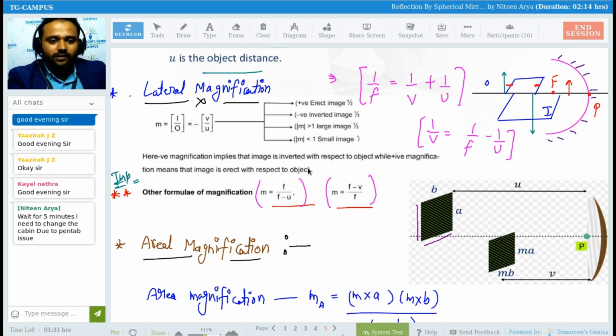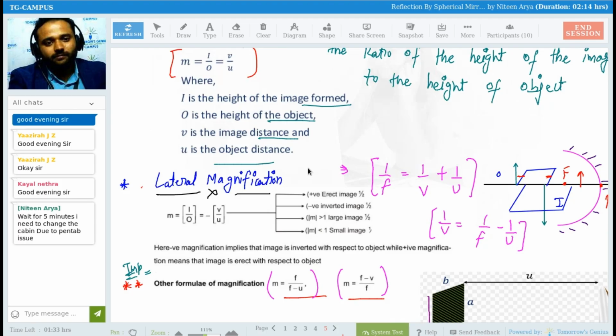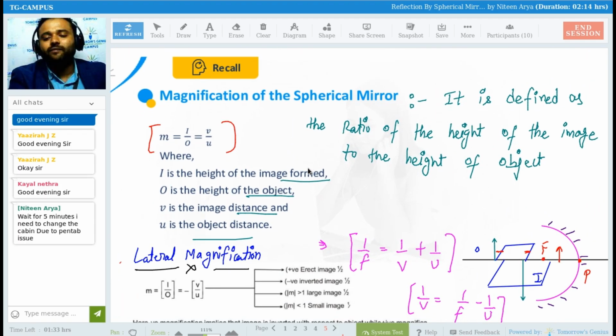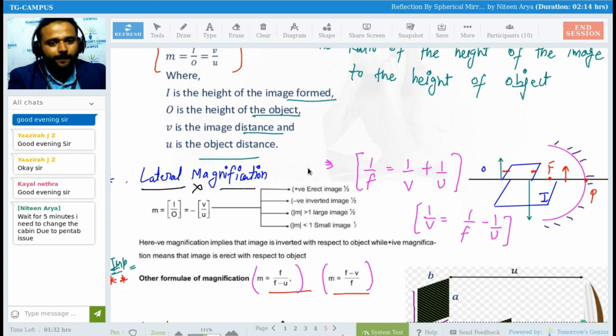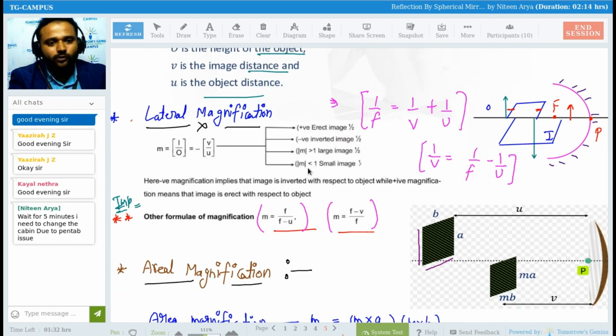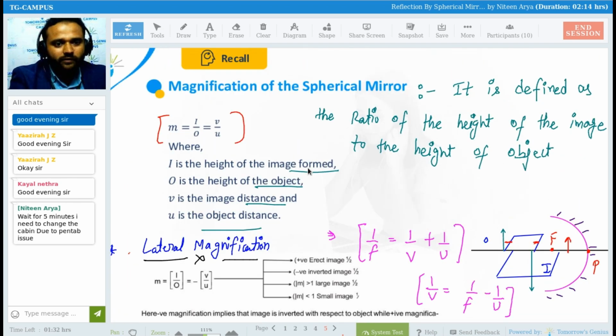Okay, so revising all the main important things about magnification. First of all, what is magnification? Magnification is the ratio of the height of the image to the height of the object, or it can also be defined as the ratio of the image distance to the object distance. Then there is lateral magnification, the simple magnification we learn about: I upon O equals minus V by U. There is going to be a negative sign also, minus of V by U.